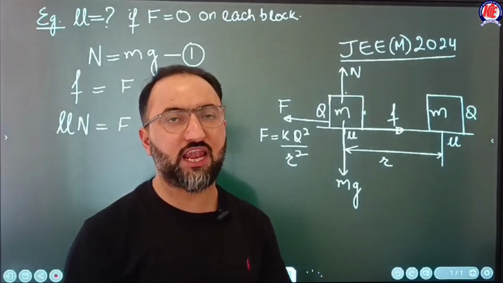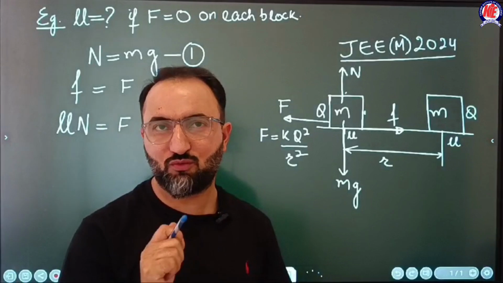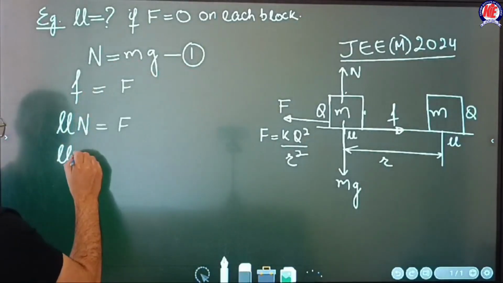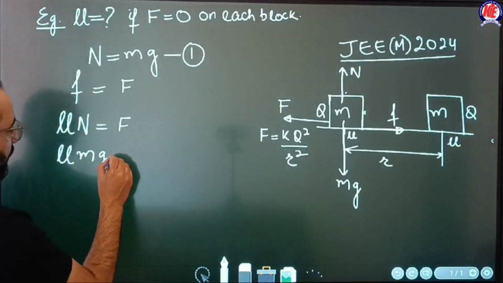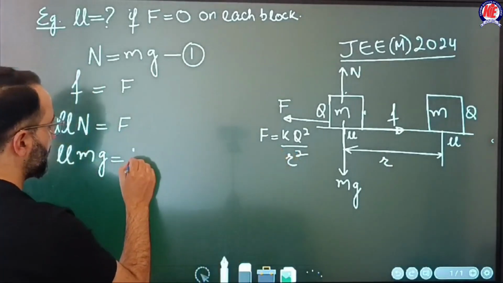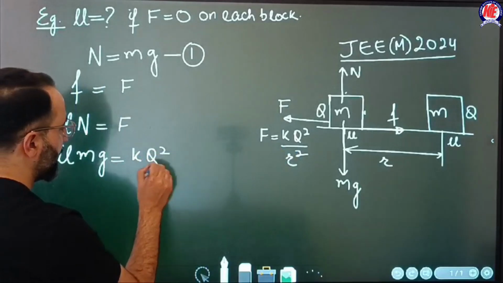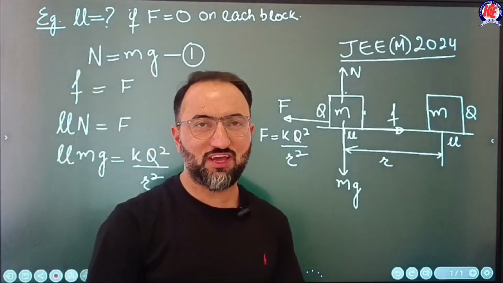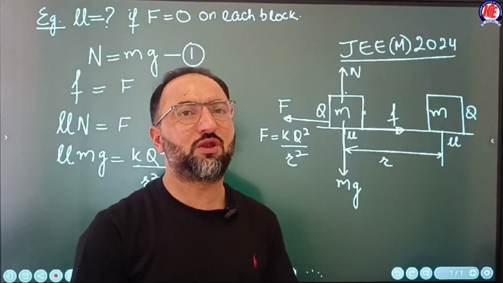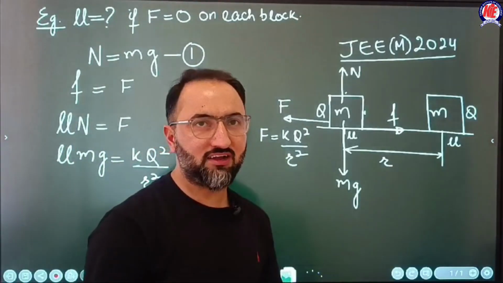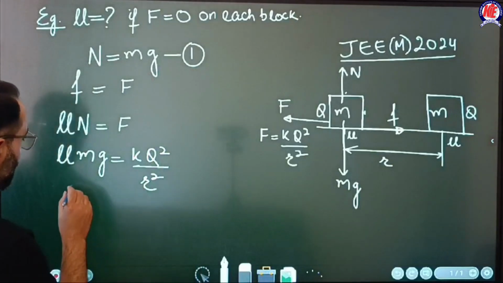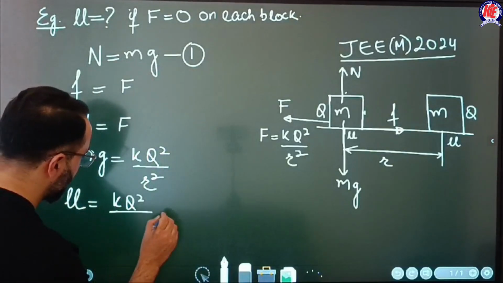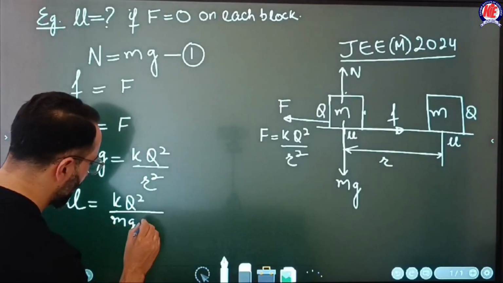Okay, now let's substitute these values. Let's substitute the value of N, let's substitute the value of F, and let's see what happens. So it's like this: mu N is equal to, that's equal to m multiplied by g. And what about the electrostatic force? That's equal to k into q squared divided by r squared. Now my dear students, what are we supposed to calculate? We are supposed to calculate mu, and we are just one step away. So mu is equal to k into q squared divided by m into g into r squared.